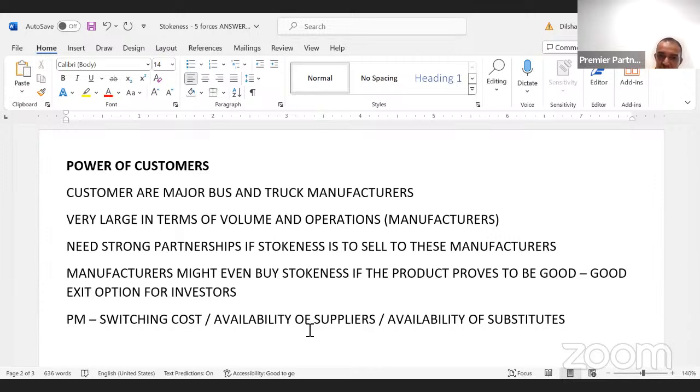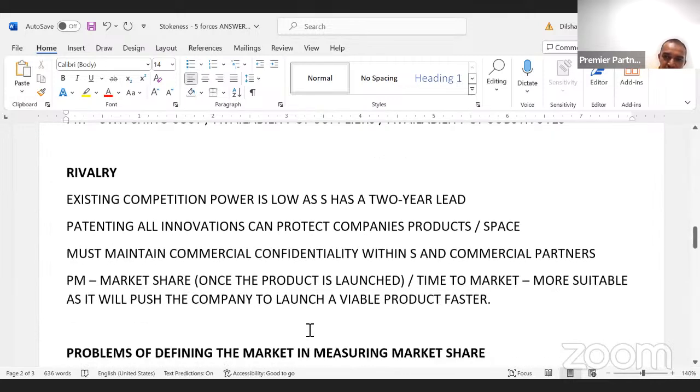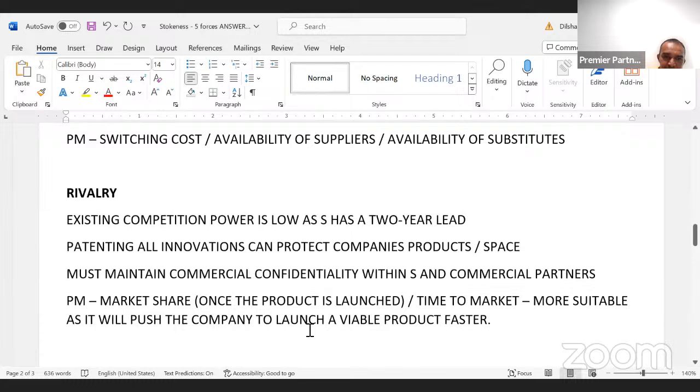So switching cost, availability of suppliers, and availability of substitutes will become the performance measures. You can explain one of them, not everything. And finally, rivalry. Existing competition power is low as Stokeness has a 2-year lead. Now they have already started and they are 2 years ahead. So they have more like a first mover advantage.